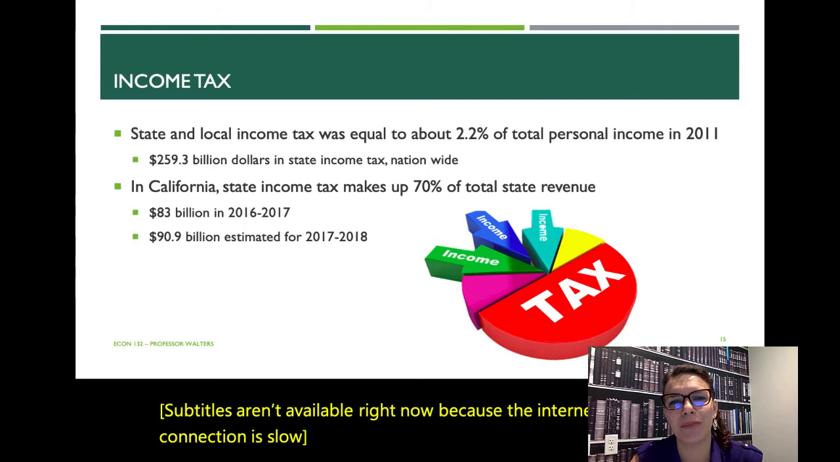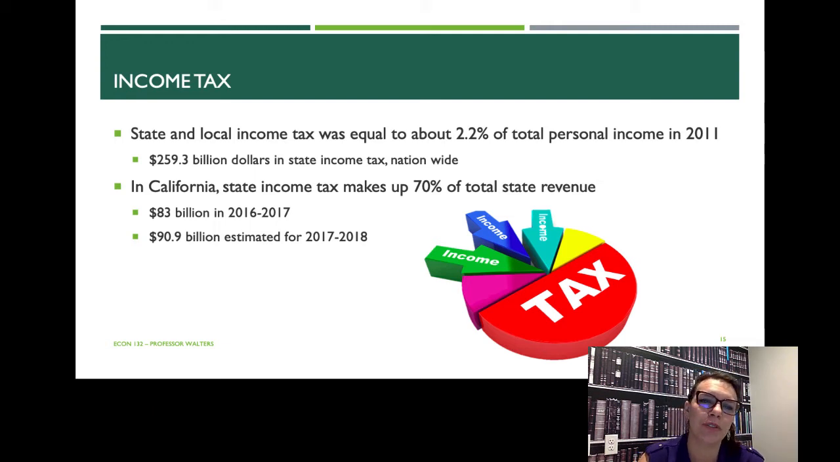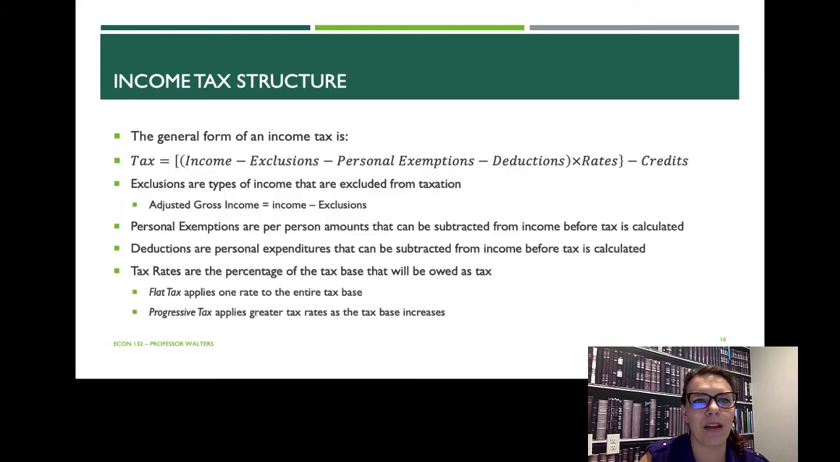State and local governments rely on income tax for revenue. Income tax was equal to about 2.2% of the personal income generated in 2011. And that's a little over $250 billion in state revenue. In California, state income tax is a big part of our total revenue, 70% of total revenue. We have a lot of high-income individuals. Estimated income tax for 2017-2018 was $90.9 billion. That's a lot of money. That's a lot of revenue. So how does it work?